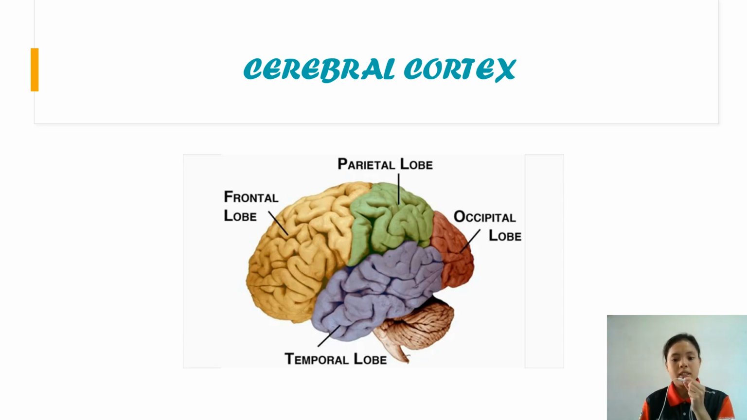The most posterior lobe of the cortex is the occipital lobe, which contains areas important in visual perception. Means the function of the occipital lobe is for our visual perception, our eyes. Then finally, the temporal lobe, which is located just below the lateral fissure, plays an important role in memory, abstract thought, and judgment.